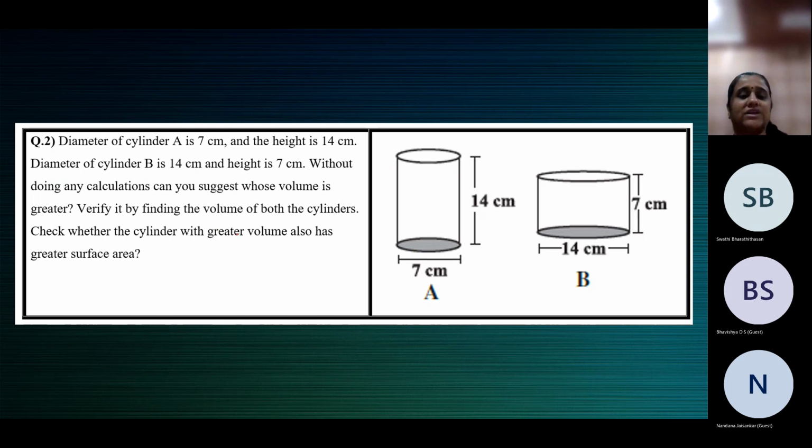Check whether the cylinder with greater volume also has greater surface area. So first, you'll have to make a guess, if you can find out by the values which cylinder will have greater volume. Then you should actually find the volume of both the cylinders, and you should also find the surface area of both the cylinders and find out which one has a greater surface area.